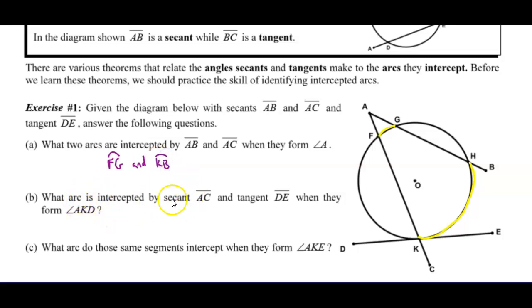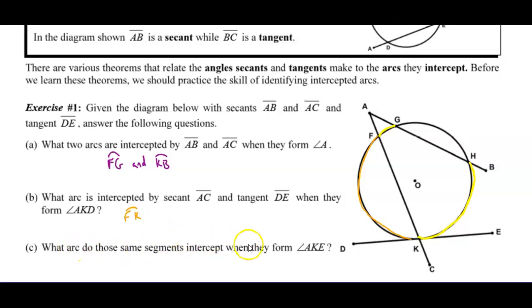Okay. What arc is intercepted by secant AC and tangent DE when they form angle AKD? Alright, AKD is in here. So secant AC and tangent AD are going to intercept this, looks like this arc right here, arc FK. Let me highlight that in a different color. And so, get that written down, arc FK.